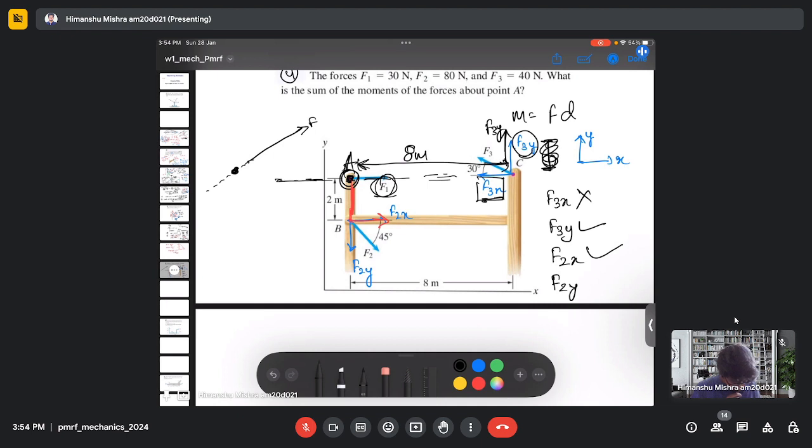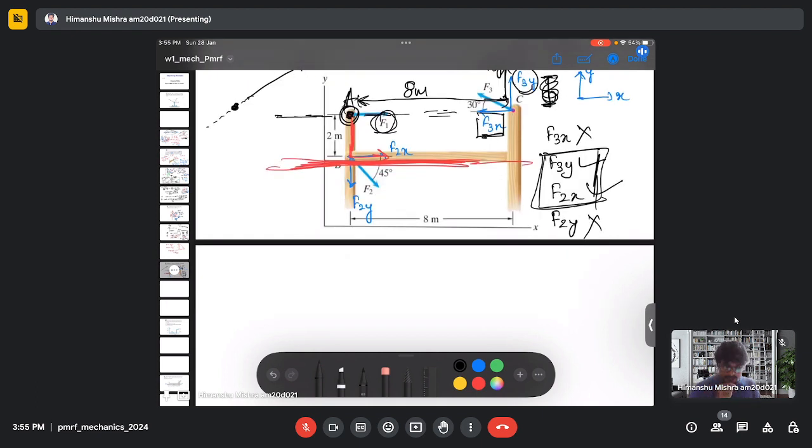But for F2y, again, my perpendicular distance for the F2y is actually this horizontal length. And there is no perpendicular distance to point A. And therefore, again, the F2y will not create any movement, because there is no perpendicular or normal distance to point A. So among F1, F3, F2, and components of F3 and F2, we have only two components of force which are actually creating a movement. So we have to consider only these two.